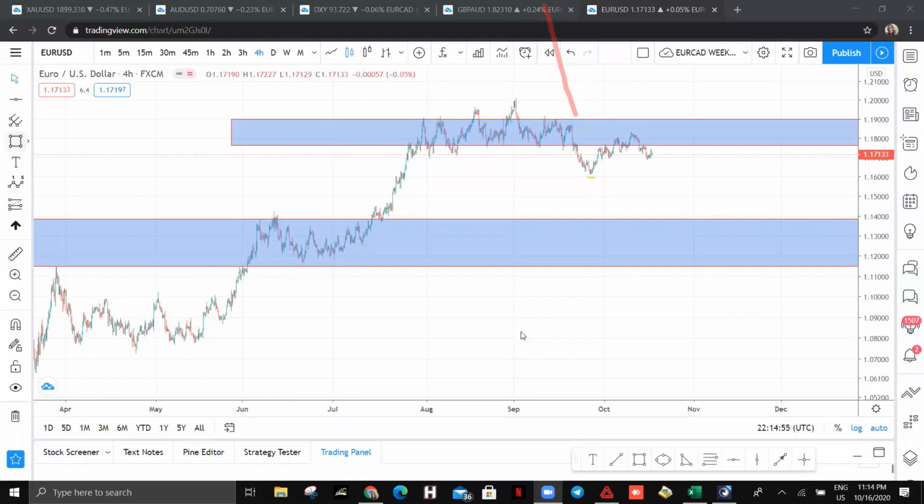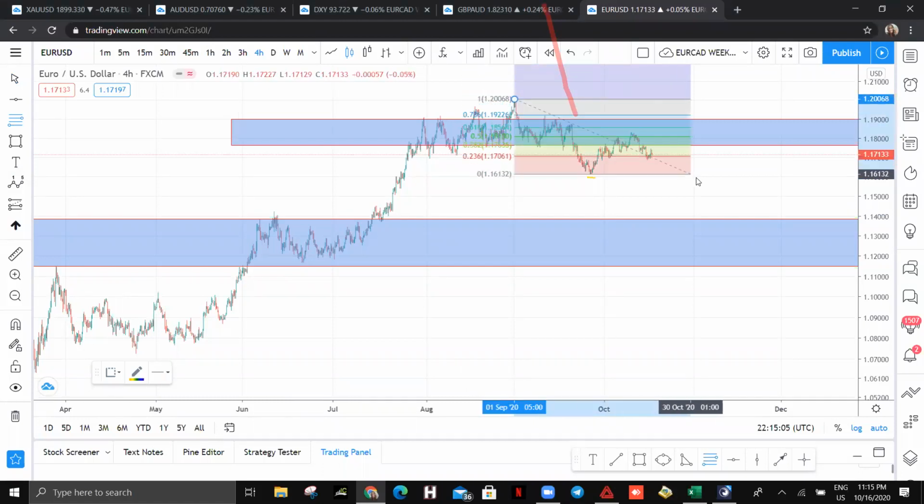So now let me draw my fib with this. This is a 4 hours time frame. If I want to know how far this thing can go, you pick from the highest point to the lowest point. This is my Fibonacci color.